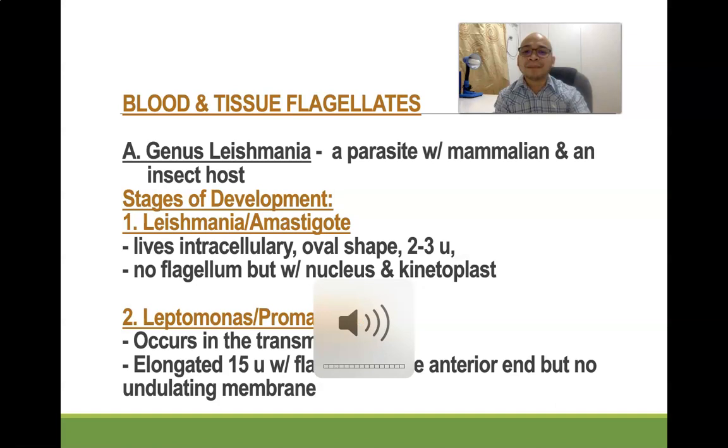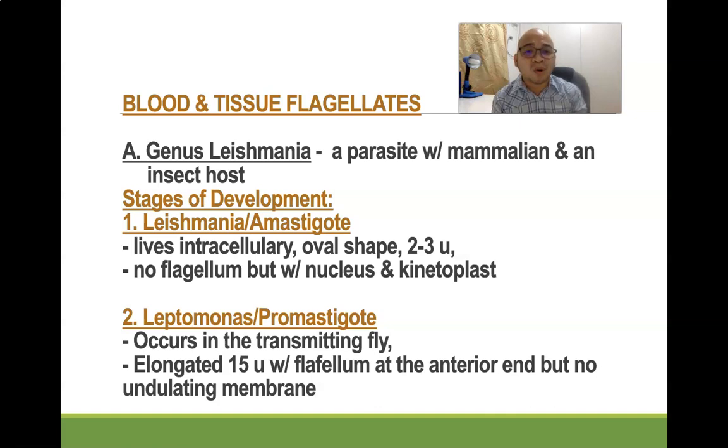Okay, the second one is the Leptomonas. This is also known as the promastigote. The majority of promastigotes occur in vectors or in intermediate hosts such as the fly. It is elongated, measuring around 15 microns, and it has a flagellum at the anterior end, but there is no undulating membrane yet. So the flagellum starts to develop here in the promastigote stage.